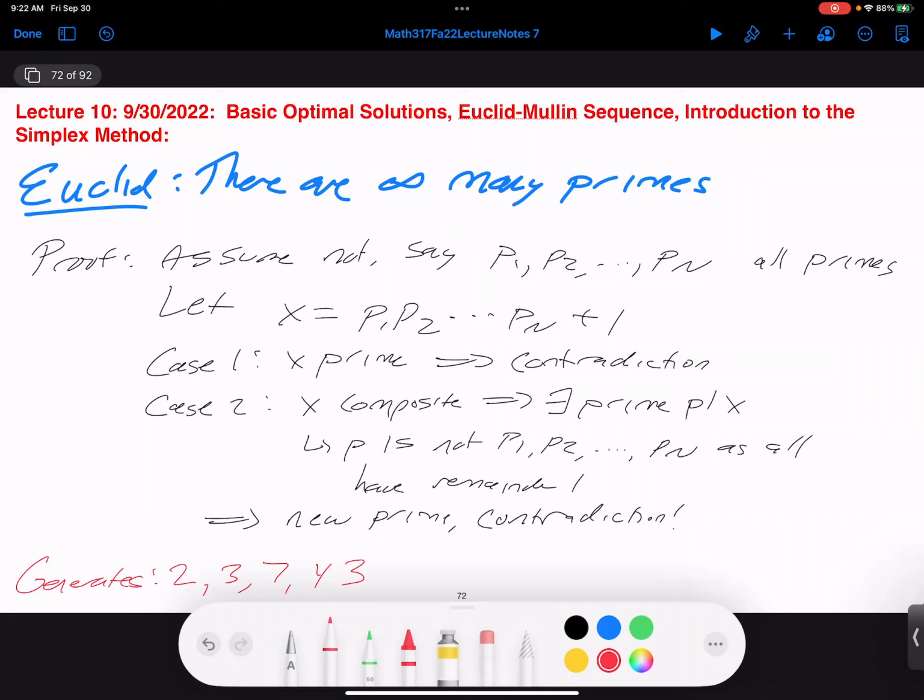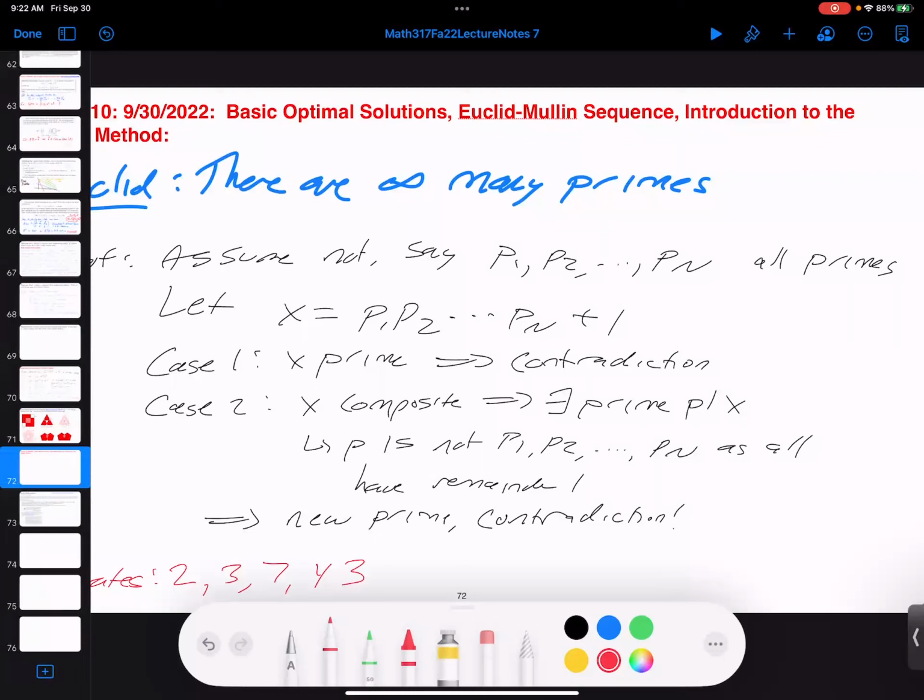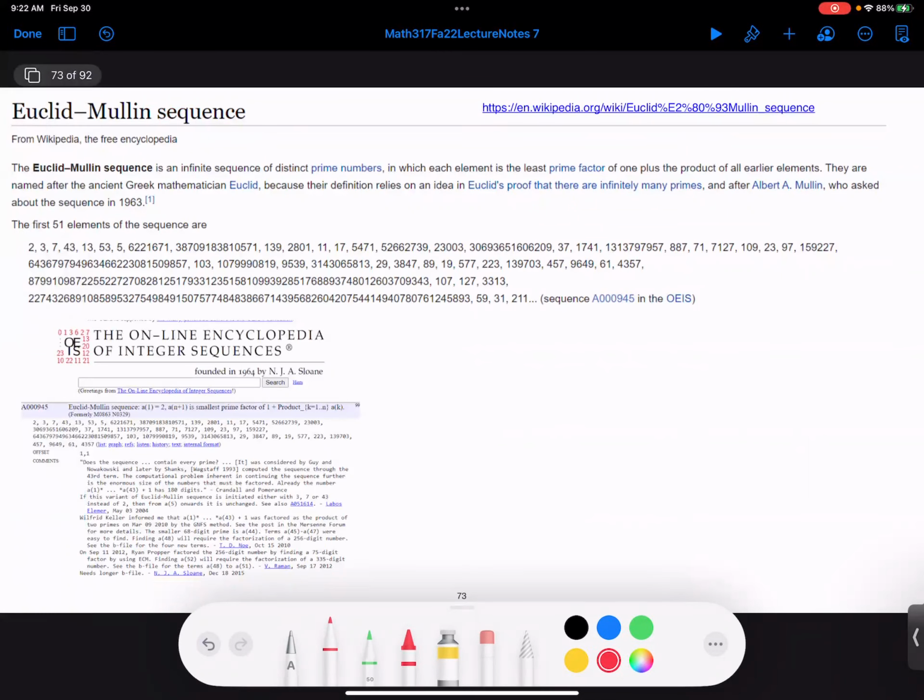Go back to the screen. So this is called the Euclid-Mullins sequence. There's a couple of different ways of defining it. As we go through Euclid's method, every time we get a new number, we take the smallest prime number not on our list, and we add that as our next prime. So we already did the 2, 3, 7, 43, and we just saw the next number was 13 times 139. So we would take the 13.